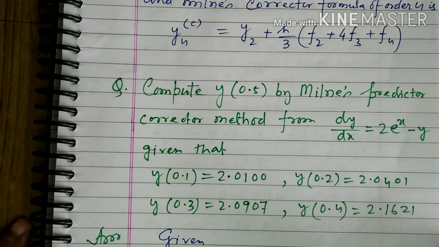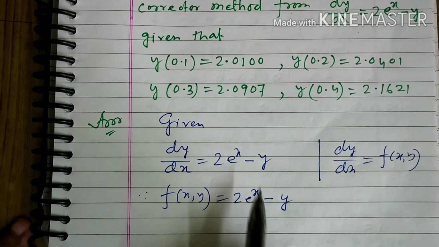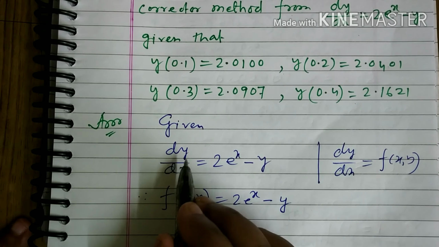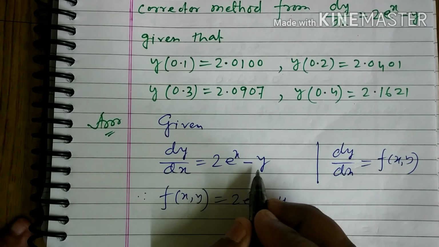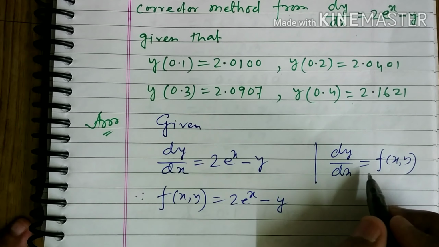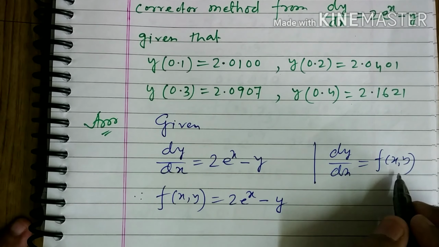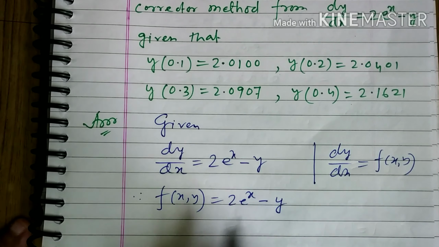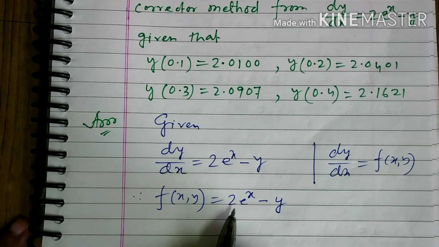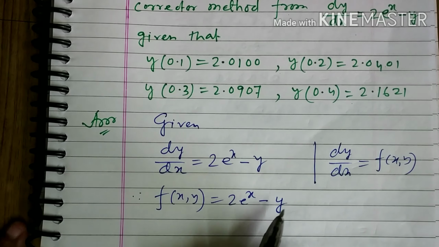Okay, now the answer. First you write down your given ordinary differential equation: dy/dx = 2e^(x-y). On the right side you write dy/dx = f(x,y). That is the general form. Now if I compare both, we have f(x,y) = 2e^(x-y).